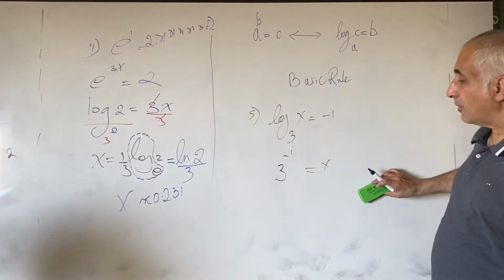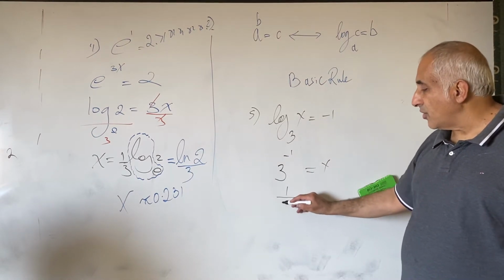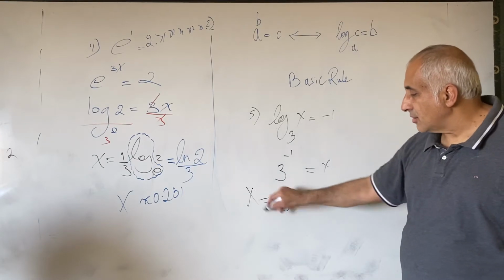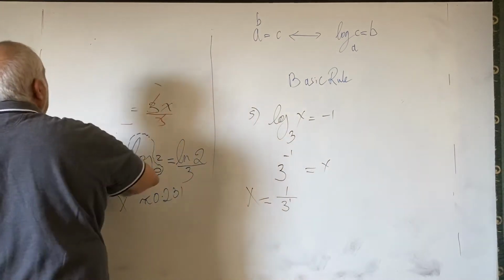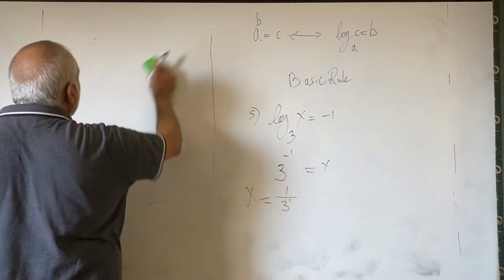What do you mean, 3 to the power minus 1? It means 1 over 3 to the power 1. And that's the answer. No need to say 0.3333, whatever. See? I'm trying to use all the knowledge I've learned today.